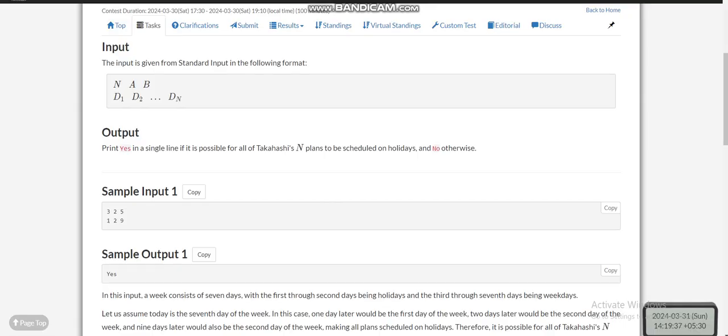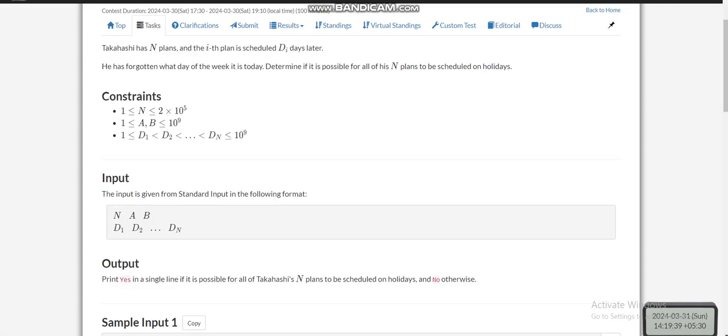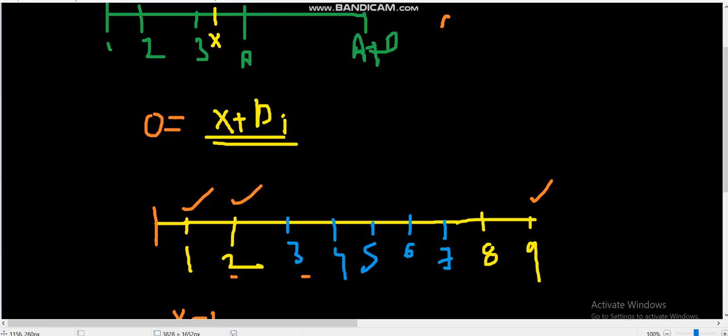Now let's discuss the brute force algorithm. So let's write observations. In observations, first discuss the brute force algorithm. So what is the brute force algorithm? We will iterate over all the x values. Now what is the limit of x? Should we iterate from 0 to infinity? No, that's not the case, because we have to take x plus D_i modulo A plus B.